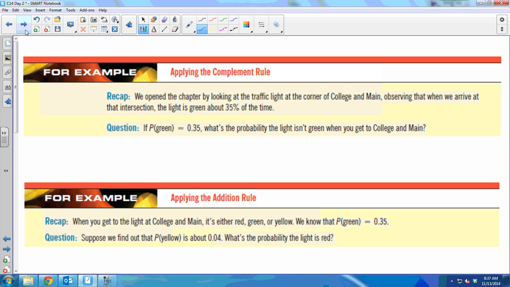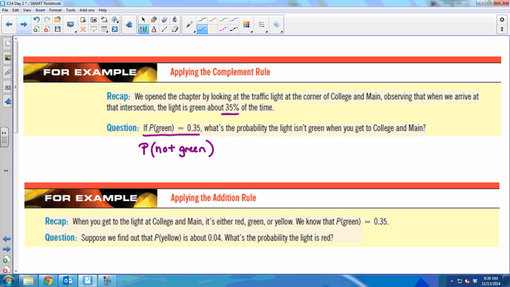First, we're going to do some examples from your textbook in the actual chapter. So we open the chapter by looking at the traffic light at the corner of College and Main, observing that when we arrive at the intersection, the light is green about 35% of the time. So if the probability the light is green is 0.35, what's the probability the light isn't green when you get to College and Main? So how would you find that out? Subtract it from 1. Again, we're going to make sure you're using the notation. So the probability that it's not green.